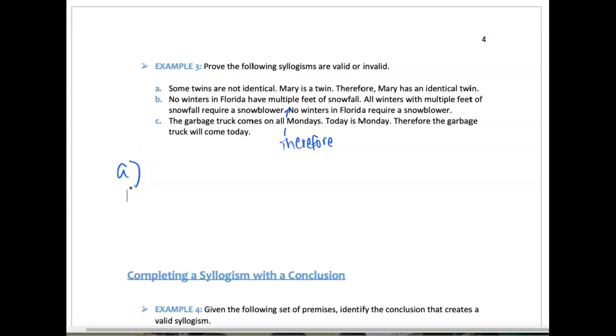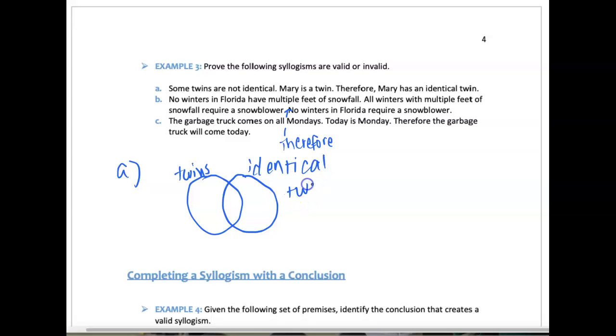Some twins are not identical. Remember we drew that earlier, right? Here's the default case of what that could look like: some twins are not identical. So these are your identical twins, and over here on the left-hand side are those twins that are not identical. Now, Mary is a twin, therefore Mary has an identical twin.